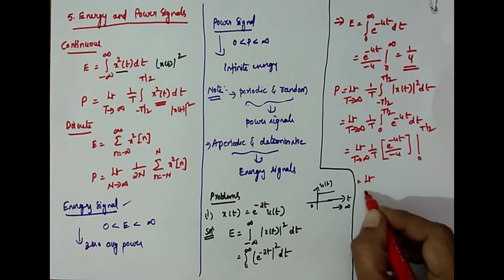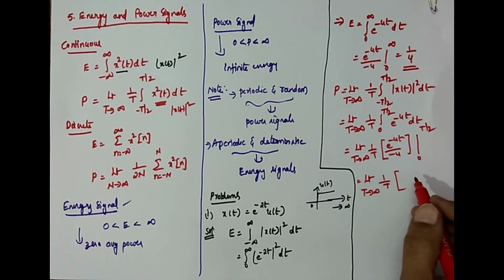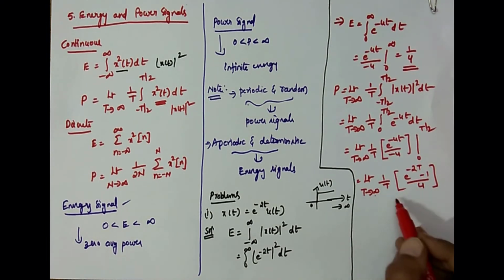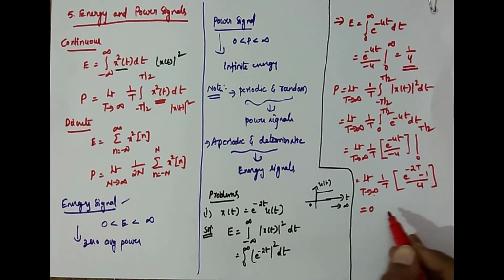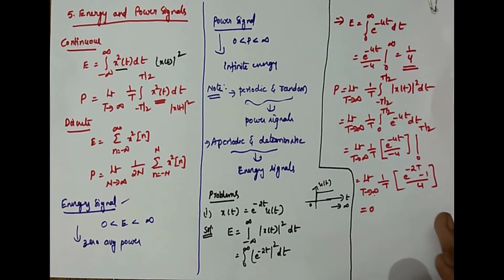So the answer is limit t tends to infinite 1 by t. If you substitute t by 2 here, it will be e power minus 2t minus 1 by 4. So now if we substitute t tends to infinite, it will be 0. Remember, you have to substitute t tends to infinite in the last step. Up to that you have to do modifications, you have to do simplifications. At last you have to substitute t tends to infinite. Then you can find the power.